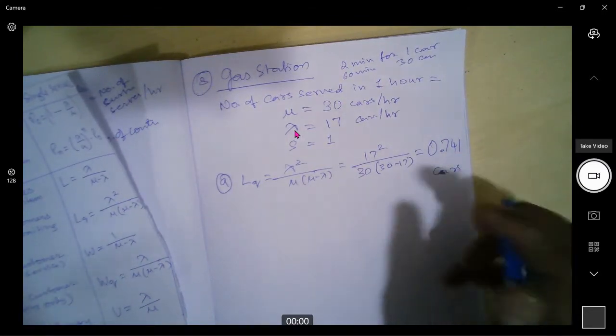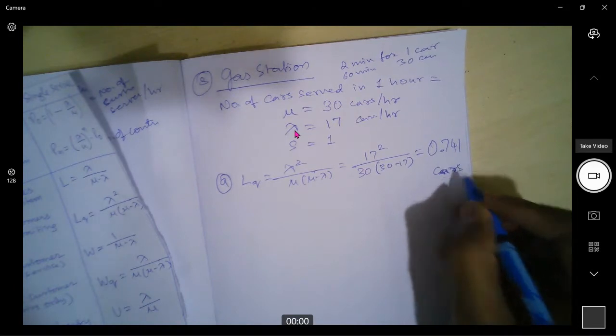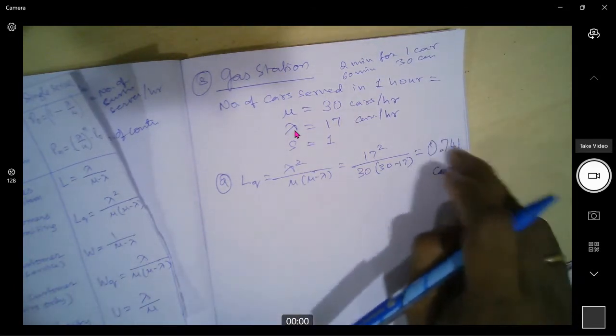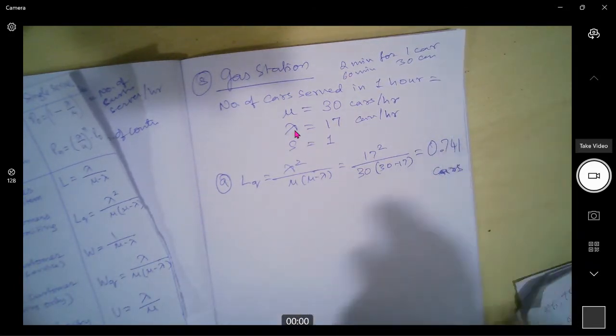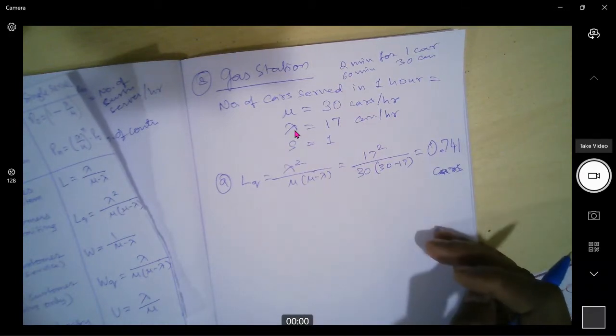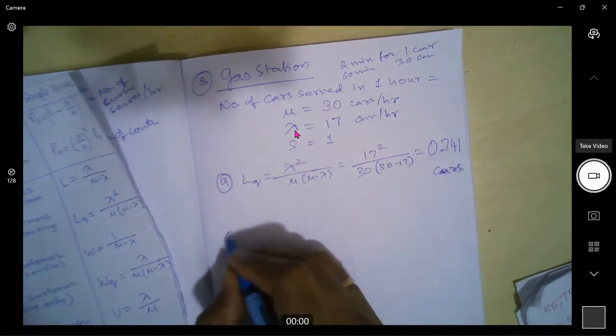That means less than one car is in the queue. Okay, so that is good. We can round off to one car. So at all times one car is being serviced and one car is waiting in the queue, something like that. Now let's look at B.